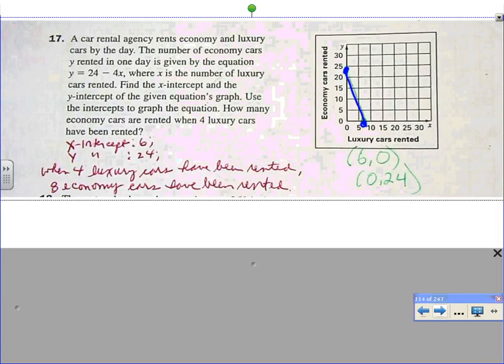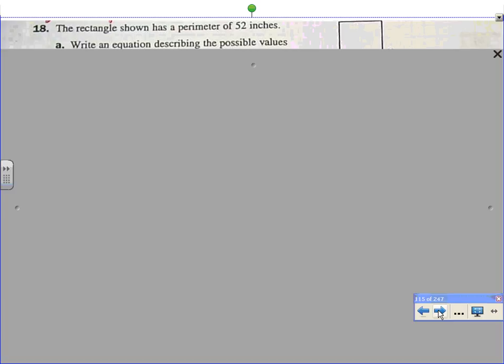Questions on 17. I think some people were overthinking it. They gave you the equation, so you didn't have to find that. And 18, this one was a hard one. You can tell me part A. What was your equation?